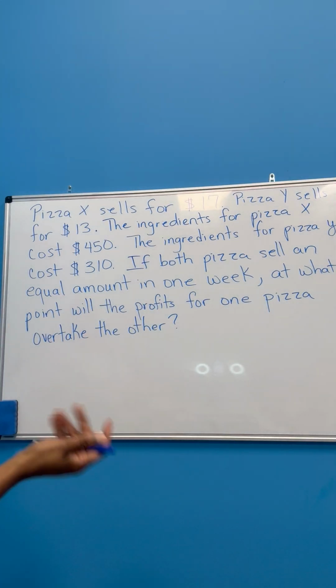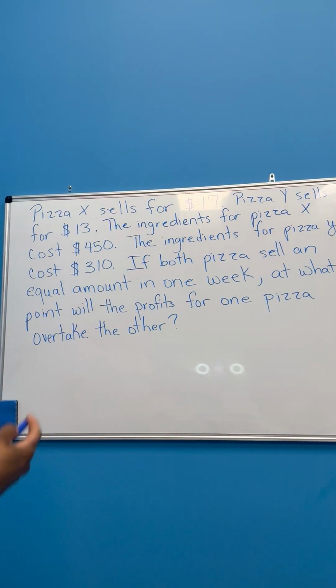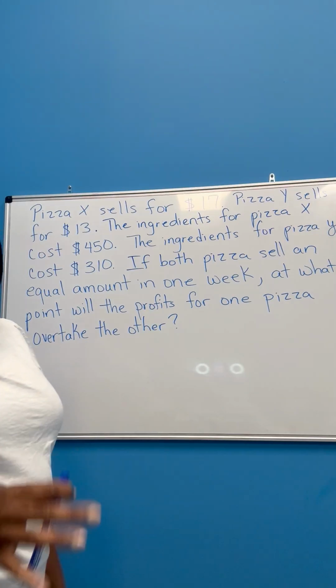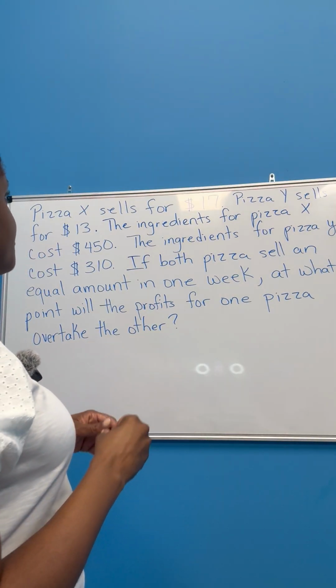So let's read the problem. Pizza X sells for $17. Pizza Y sells for $13. The ingredients for Pizza X cost $450. The ingredients for Pizza Y cost $310. If both pizzas sell an equal amount in 1 week, at what point will the profit for one pizza overtake the other? So we need to set up an equation for this.